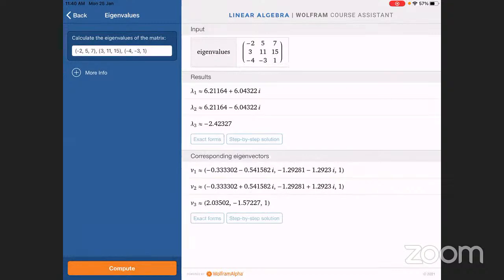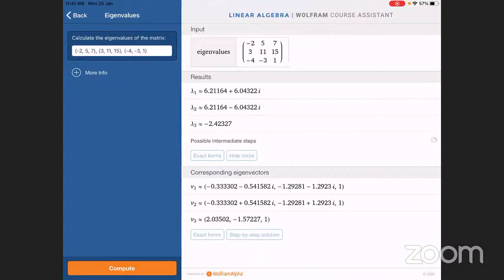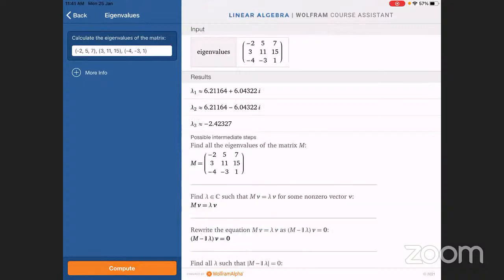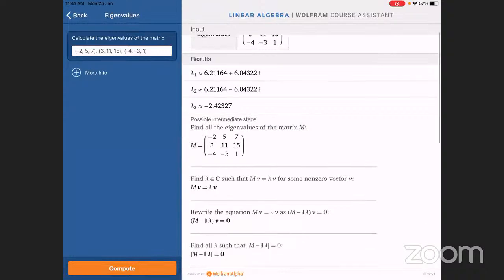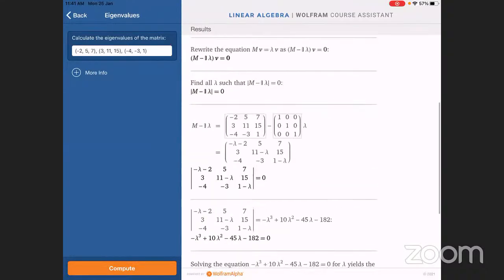Eigenvalues have been computed. You can ask this particular application to solve this problem step by step. Let's ask this machine to solve the same problem step by step. Yeah, this is the way the machine has solved it. If I put the same problem to students or a teacher, can they solve it so quickly?